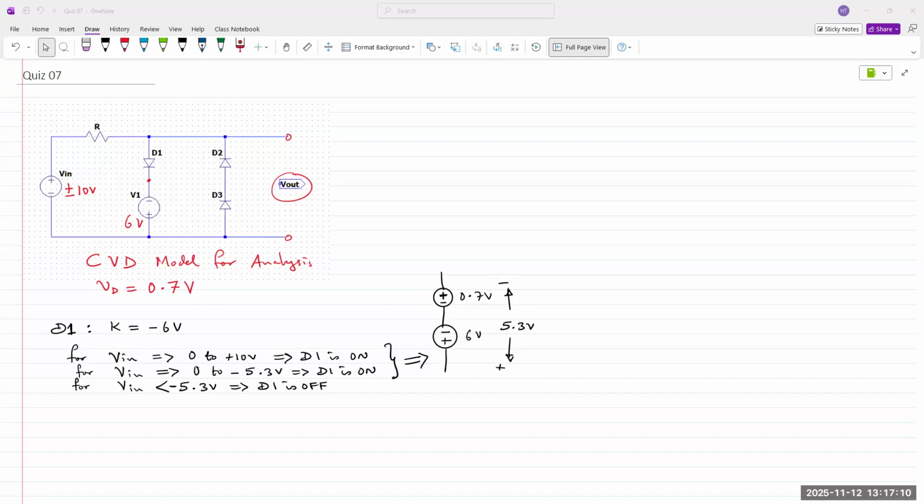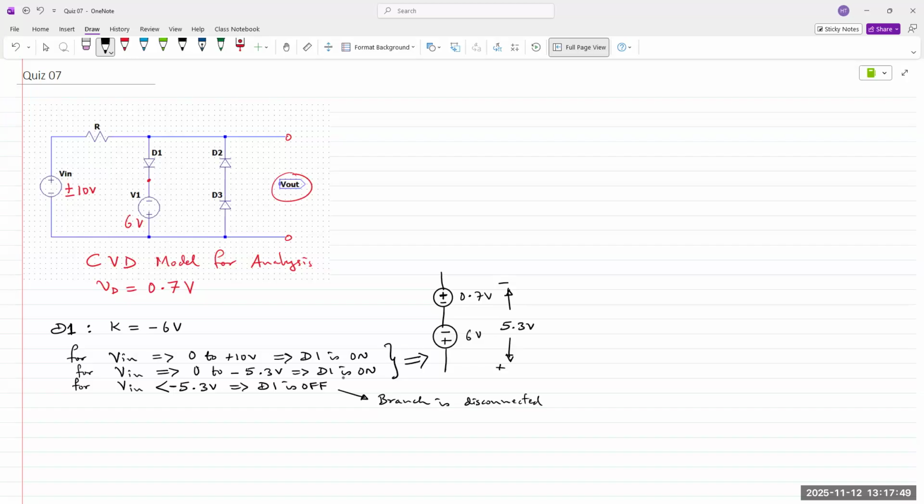All right, so we established now D1 is on for the entire range of input, except when V in goes below minus 5.3. When it goes below minus 5.3, the diode turns off. That branch is completely disconnected from the circuit, right? So diode is off. That branch is disconnected. Okay. So we found the range of operation for that diode. We'll leave it to the side.